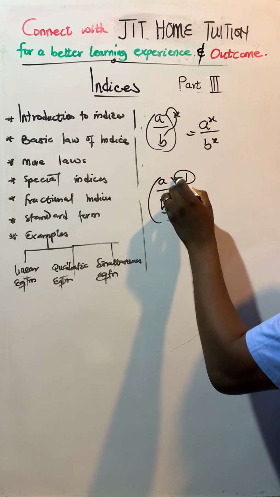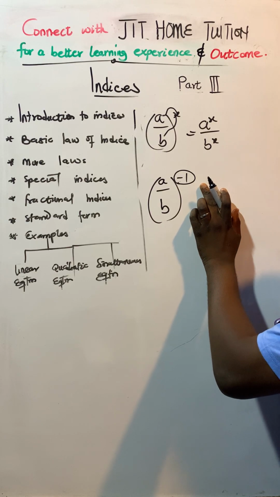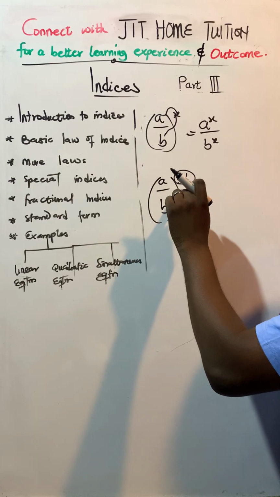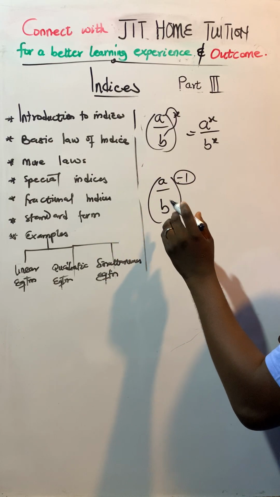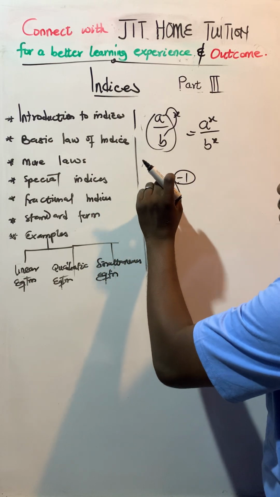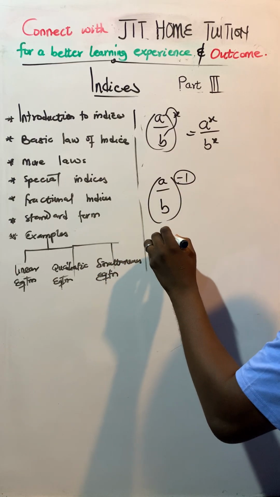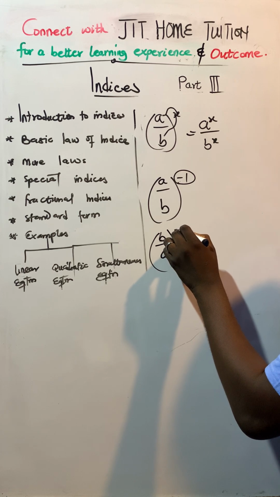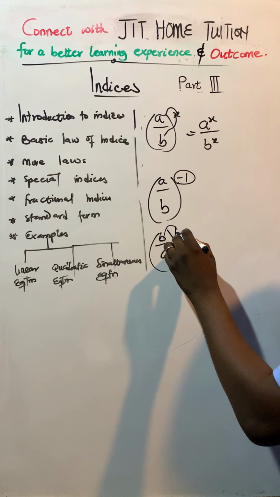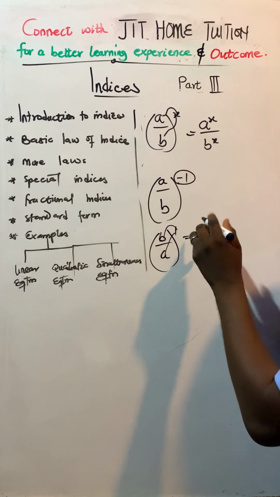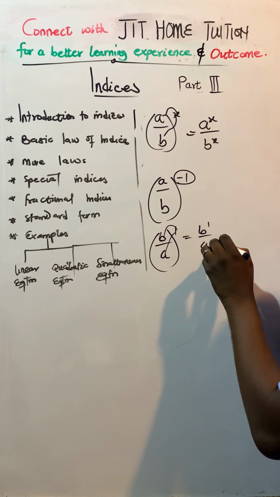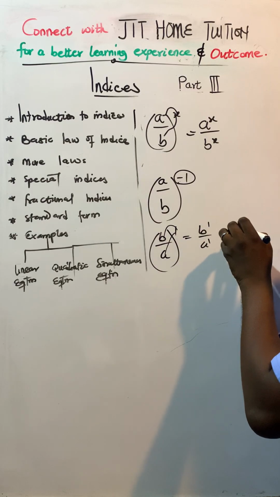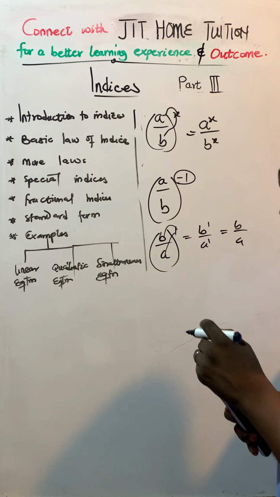Now when the exponent is negative, what you are going to do to solve it is to first of all reciprocate. That is, you turn the fraction upside down, giving you b over a, then the negative will go away, giving you positive 1. Then you can now multiply and multiply. So in this case, you will have b power 1, a power 1. And we've also said that any number raised to the power 1 is the same number, so you have b over a. All right.